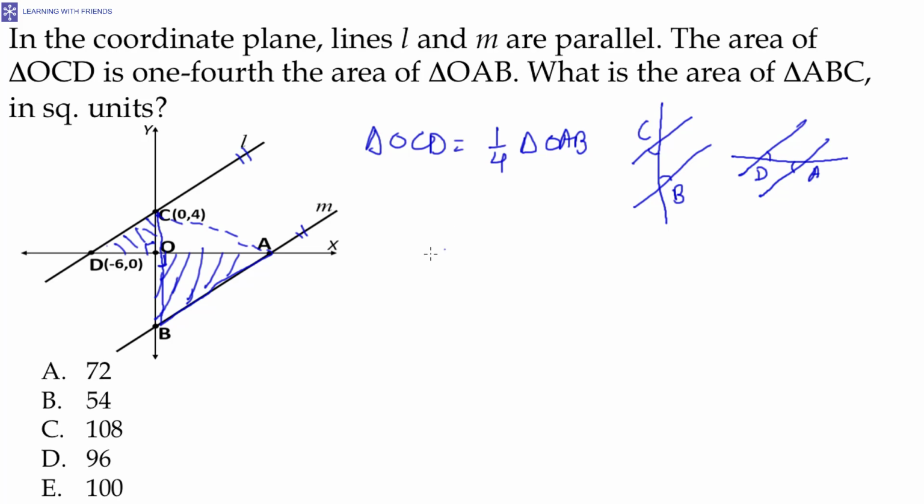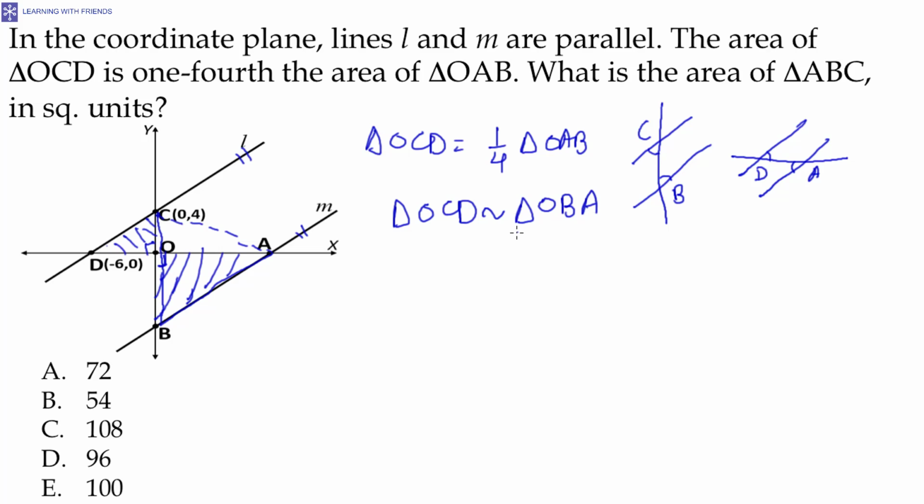So we notice that all the three angles, angle O, which is a common angle, angle C, which is equal to angle B, and angle D, which is equal to angle A, which means that triangle OCD is similar to triangle OBA. Why am I writing it as OBA this time? Because C is similar to B and D is similar to A. So just so that there's no confusion, I'm writing the corresponding points.